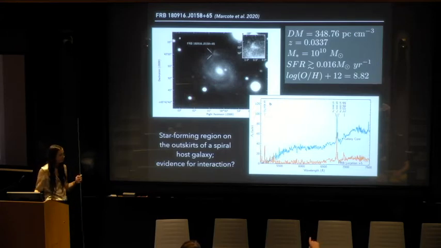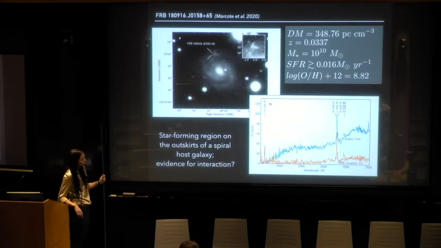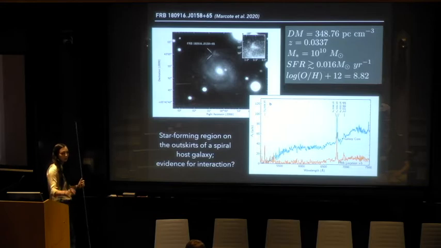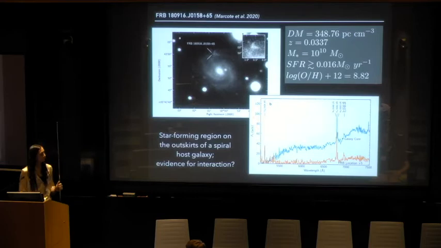Is that the metallicity of the core of the galaxy or the location of the FRB? I believe that metallicity is quoted for the FRB location, but someone... It is the core? Okay, so then the star formation rate and metallicity are all quoted for the core, correct? Okay, yeah.